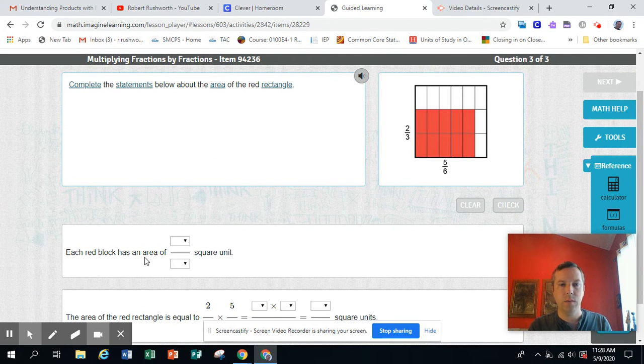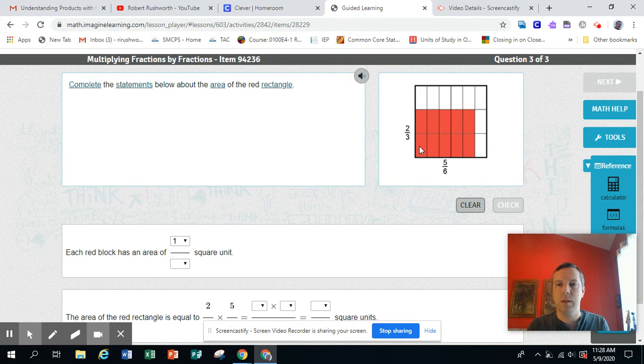Each red block has an area of something over something. This is a fraction, square unit. What this is asking is how many of these red blocks would we need to fill in the whole, basically. In other words, this red block is one what? One. It's a fraction of the whole unit. So each red block is one out of how many? How many of these red blocks would we need to fill in the whole square?